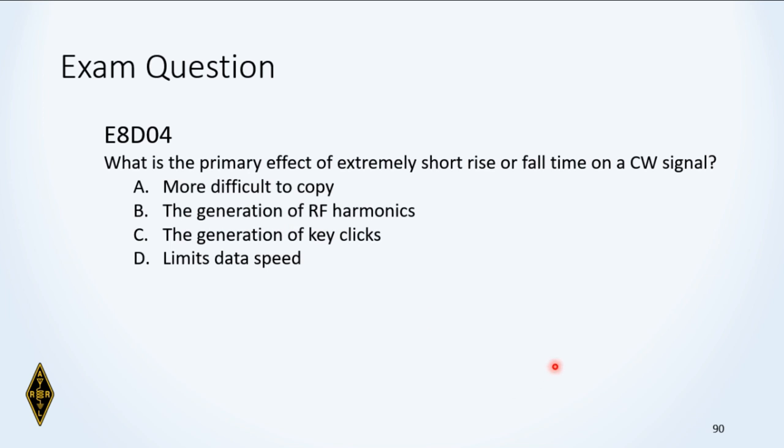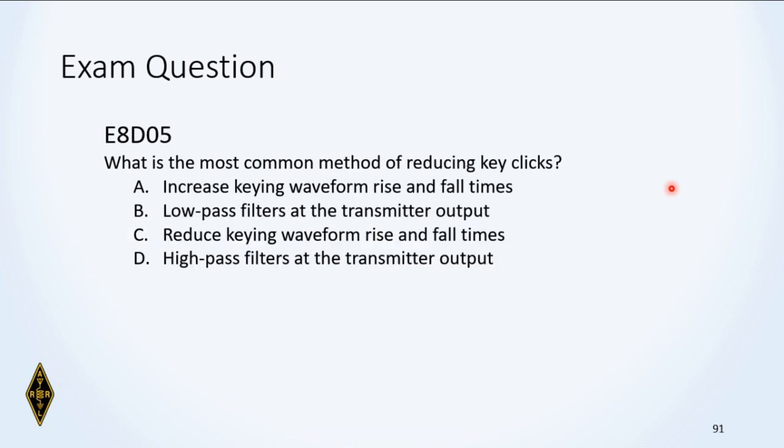What is the primary effect of extremely short rise and fall times on a CW signal? Yep, exactly. Now this one, be very careful. Think about this one a little bit, because this is real easy to get wrong. What is the most common method of reducing key clicks? A, increase the keying waveform rise time, which makes it take longer to rise, smooths it out.